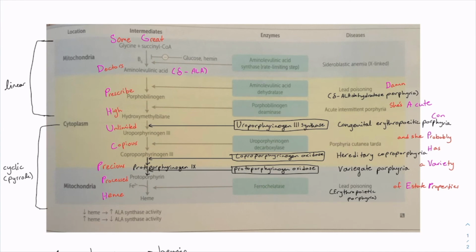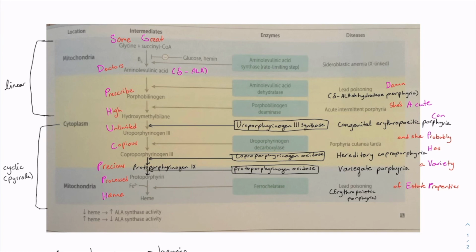Now moving on to the mnemonics. There are mnemonics for the intermediates and for the diseases. For the intermediates, we have some, great, for succinyl-CoA and glycine, doctors for delta ALA, prescribed for porphobilinogen, high for hydroxymethylbilane, unlimited for uroporphyrinogen 3, copious for coproporphyrinogen 3, precious for protoporphyrinogen 9, processed for protoporphyrin, and heme for heme.